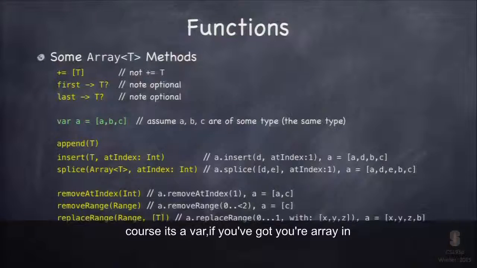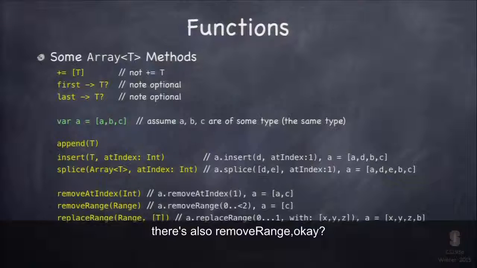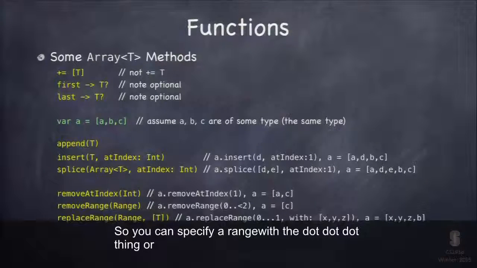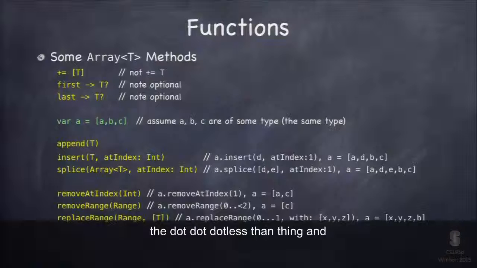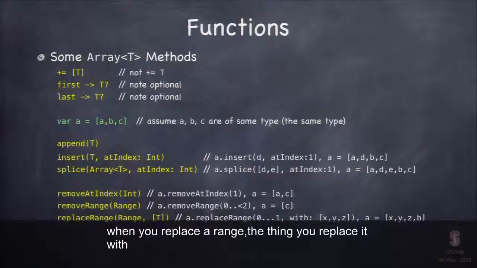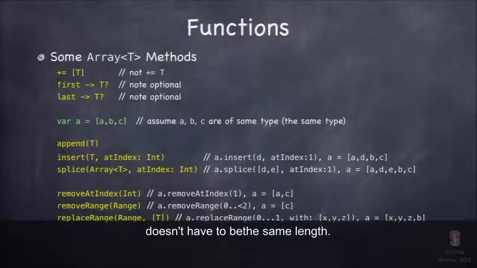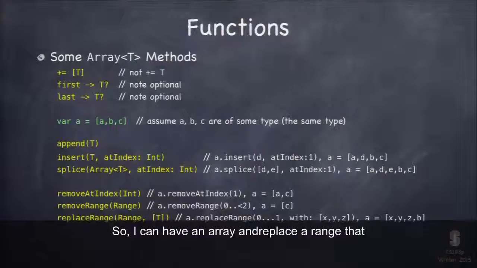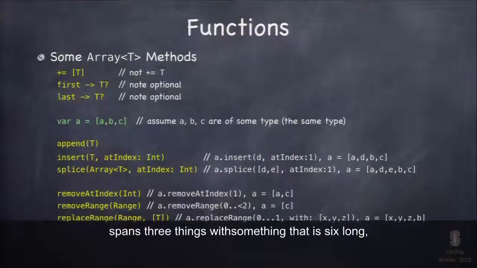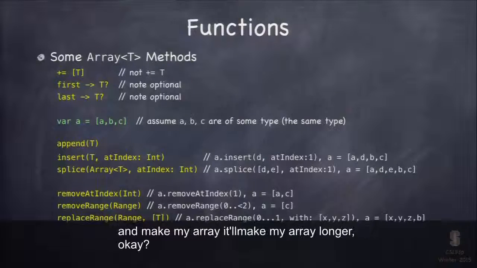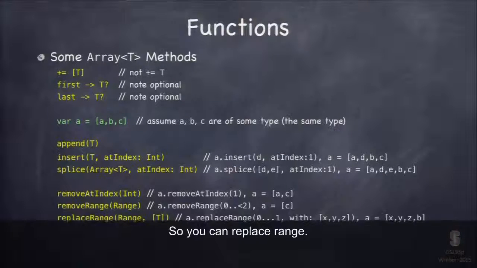If you've got your array in a var, you can do remove at index. There's also remove range. You can specify a range with the ... or the ..< operator and remove a range of your array elements. And there's also replace range. When you replace a range, the thing you replace it with doesn't have to be the same length. So I can have an array and replace a range that spans 3 things with something that is 6 long, and it'll make my array longer. Okay? So we can replace range.